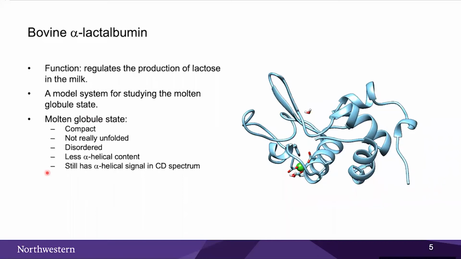Some seem pretty contradictory, like this molten globular state can be compact and not really unfolded. They still exhibit a considerable amount of disorderness. It has less alpha helical content, but it still has an alpha helical signal when you measure this in the CD spectrometry, right? And it's really hard to imagine a structure that matches all of these, being able to probe the entire structure and then gain some confidence by doing that. So this is what we're going to do.